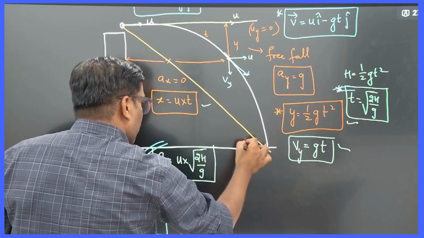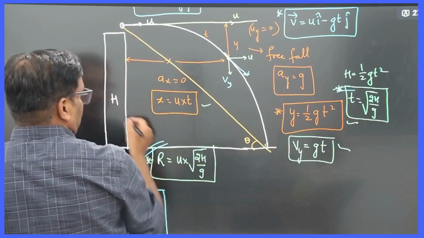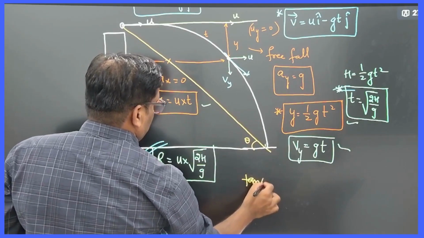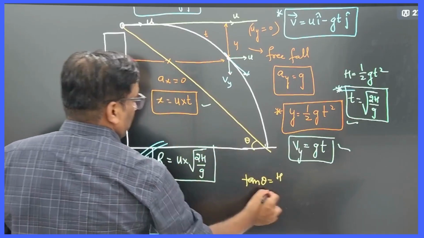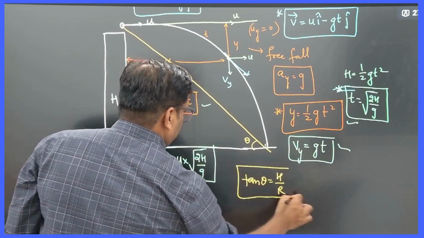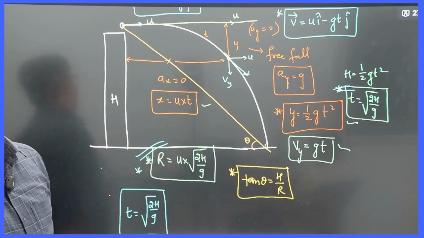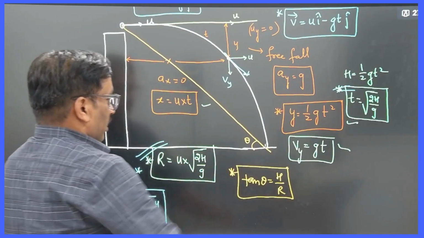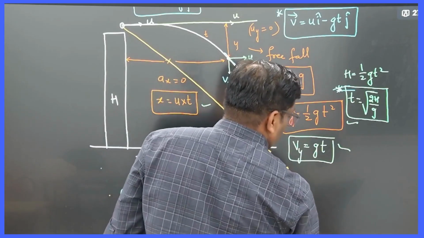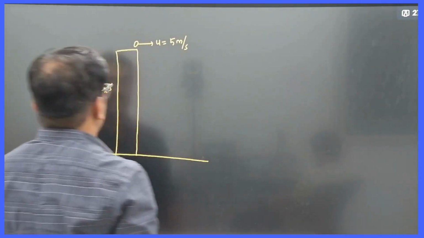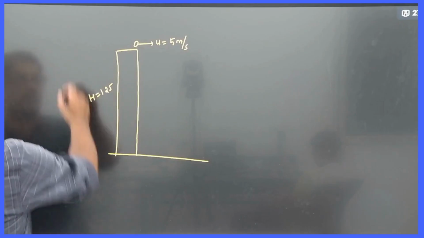Here with the angle theta, this is tan theta. So tan theta is equal to the opposite side by the adjacent side. This is tan theta, but this is not important. These two formulas are most important. Where can we apply this? We will do one question based on this now.